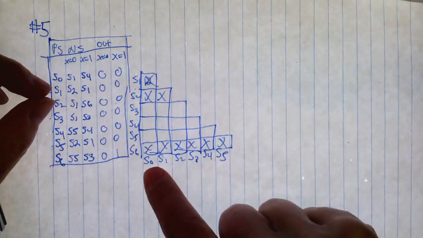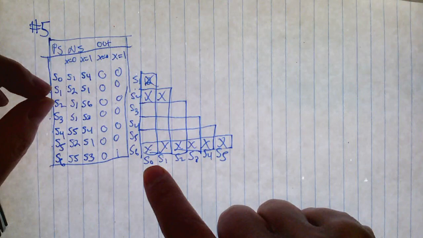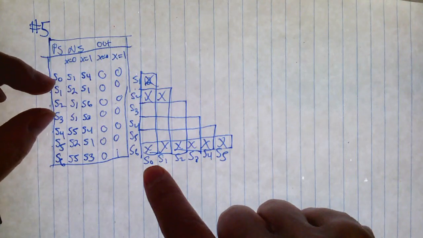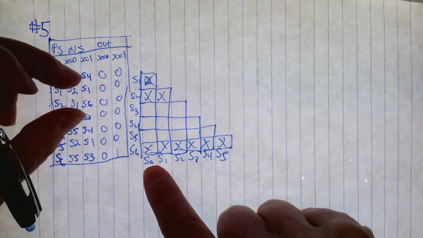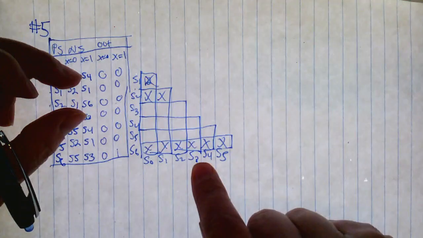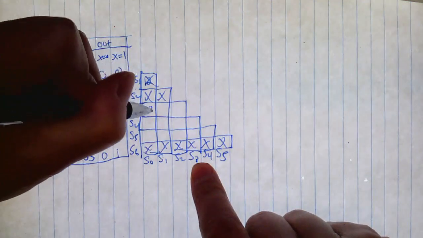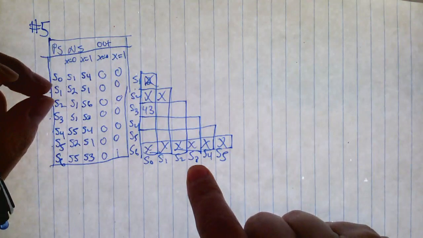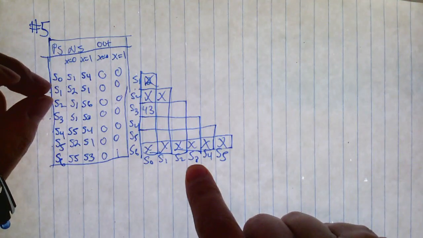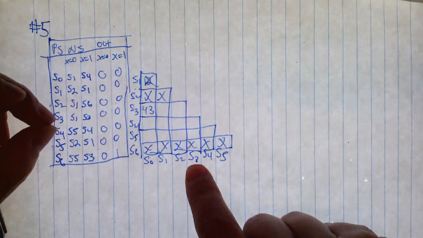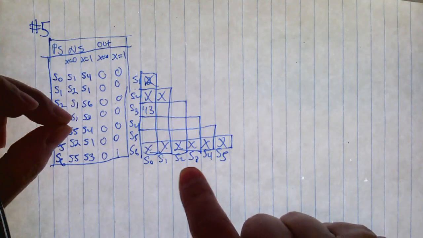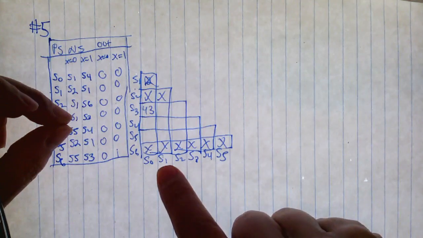We'll go to S0 and S3. It's true if S1 equals S1 and if S4 equals S3. We don't know about that. So this is 4 and 3. Let's look at 4 and 3. S4 equals S3 if 1 equals 5 and if 4 equals 3.